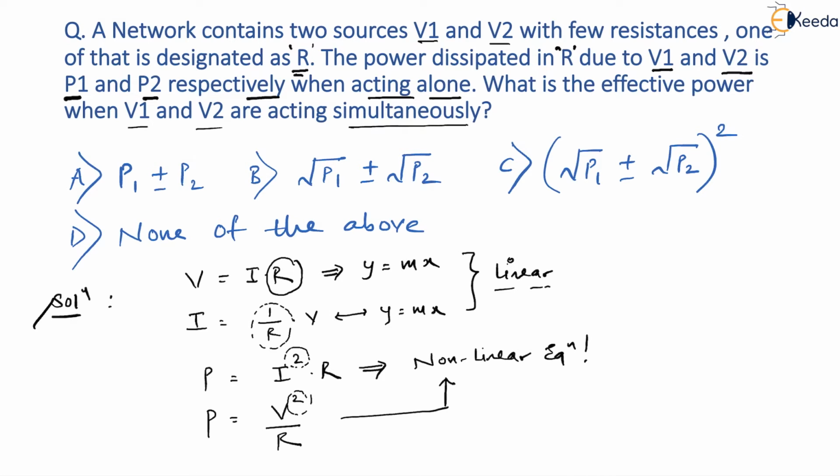So you cannot blindly say option A is valid. When V1 is giving power P1 and V2 is providing power P2, and V1 and V2 are acting simultaneously, it does not mean the total power is P1 plus P2 or P1 plus minus P2. So option A is not correct, because again it leads to a non-linear equation. You may not believe it until I really prove it, so I'm going to prove it.